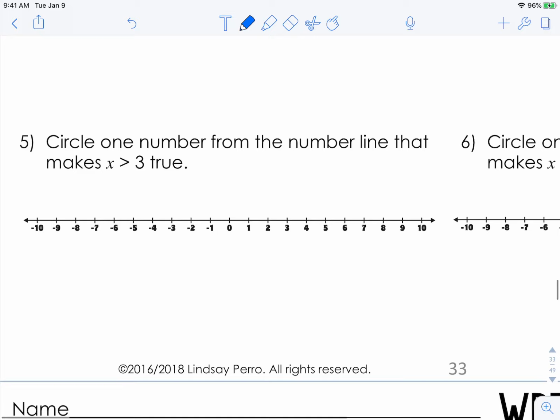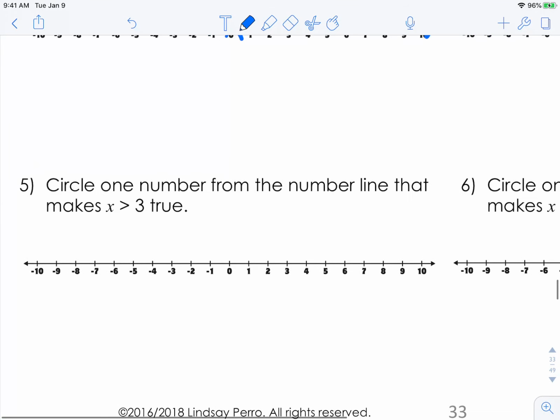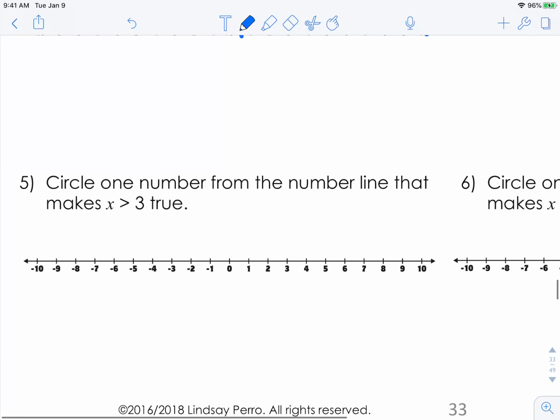All right, let's look down here. I did skip this one, but I think we've practiced enough with that. Circle one number from the number line that makes x is greater than 3 true. So let's graph this first. Greater than 3, not greater than or equal to, so we just circle, here's greater than. And if you were to circle any number that was true, you'd be able to circle any of these, because all of those are true. 3 is not, because it is not shaded in.